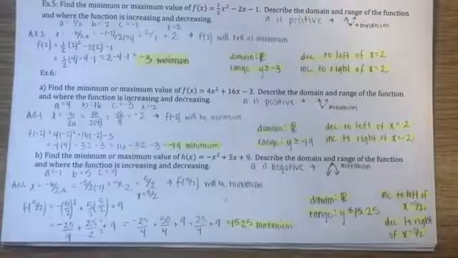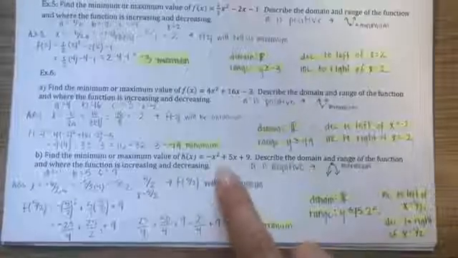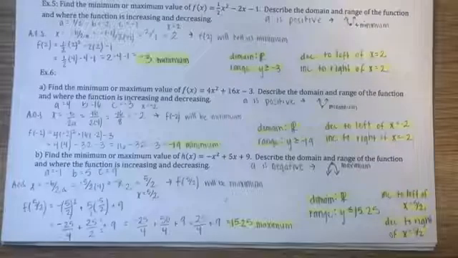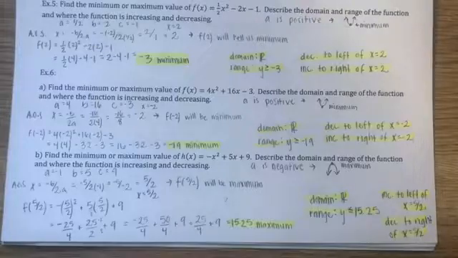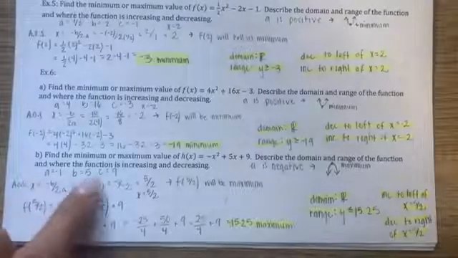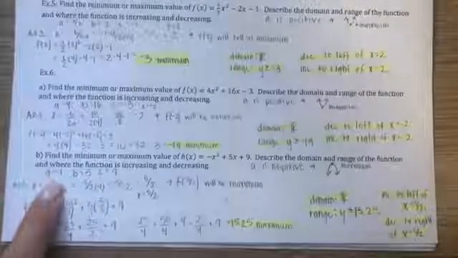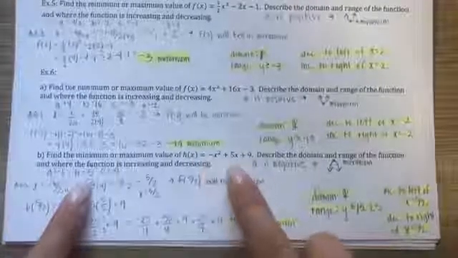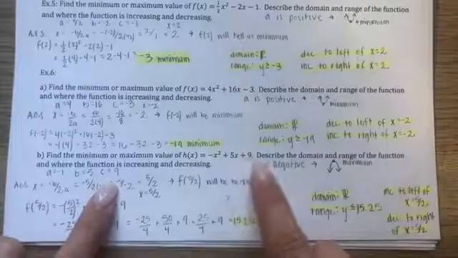So it says find the minimum or maximum value of h of x equals negative x squared plus 5x plus 9. Describe the domain and range of the function and where the function is increasing or decreasing. So it's standard form, so we pulled out a, b, and c first. A was the coefficient of x squared, so that's negative 1. B is 5, that's the coefficient of x, and then the constant is 9.